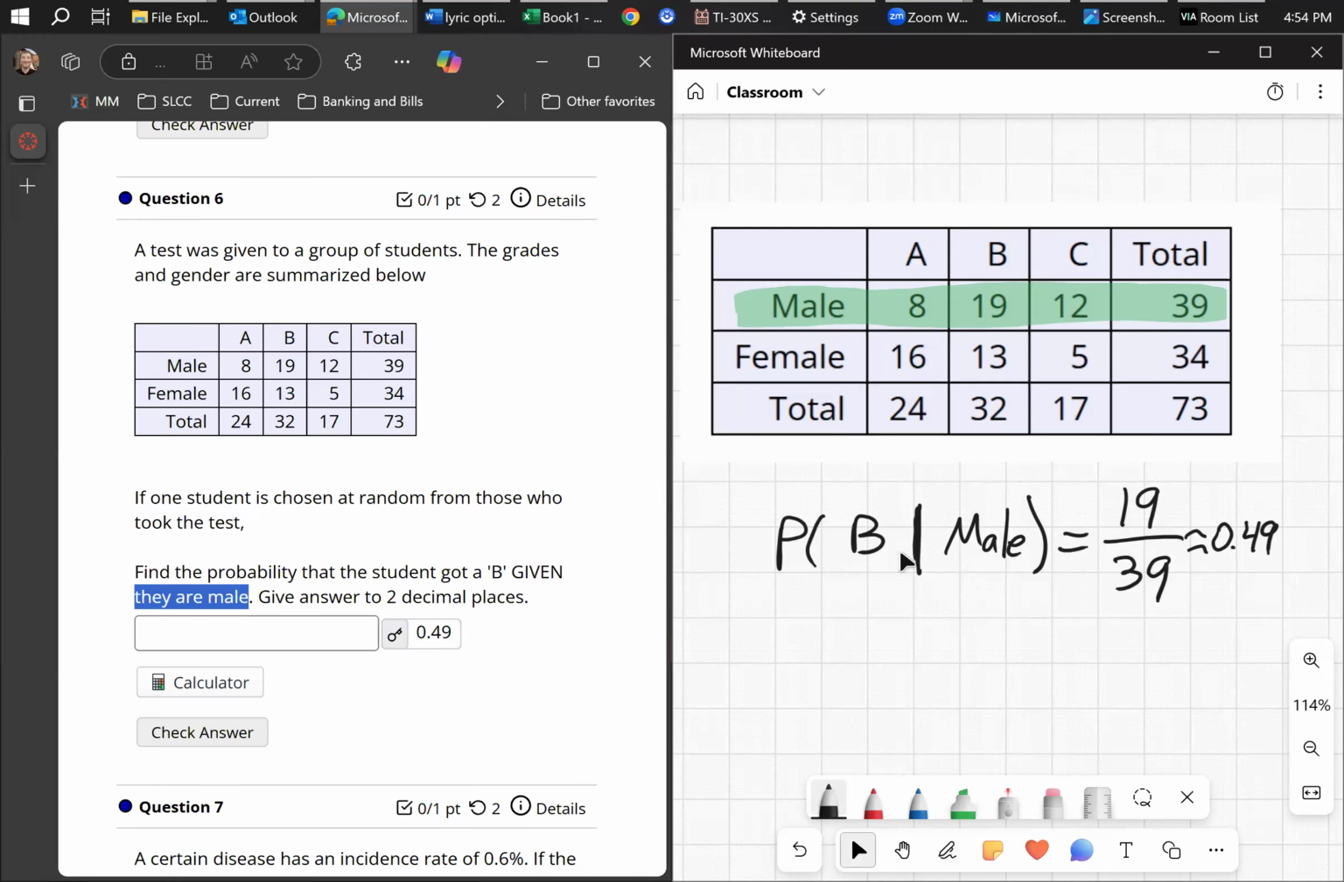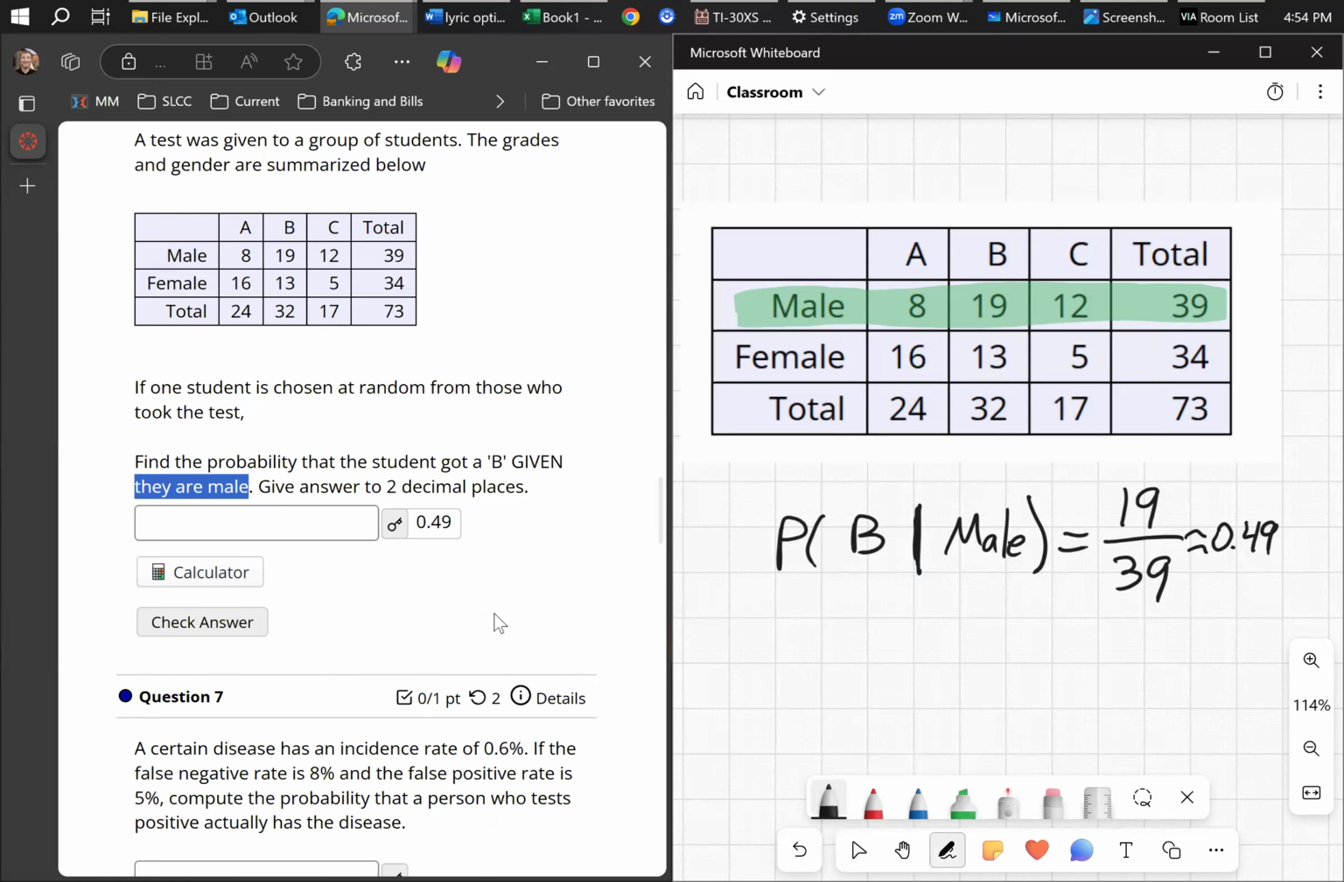You want to look at the word or the category after the given, the vertical line, or after the word given, and just focus on those sets of numbers. Sometimes it's a row, sometimes it's a column, but just look at those numbers and answer with those numbers. There's a formula as well, but it's so much more complicated. And this is so easy, I don't usually even look at it.